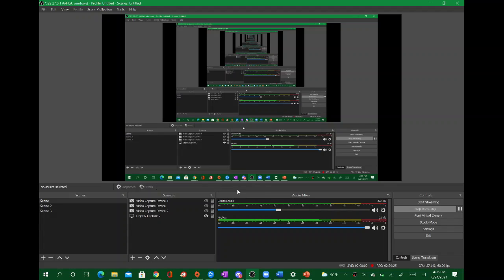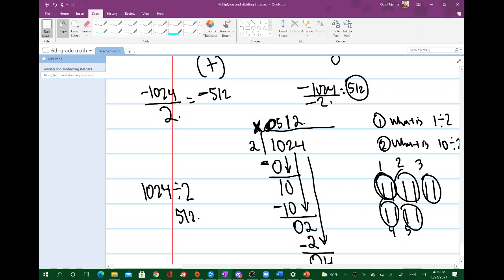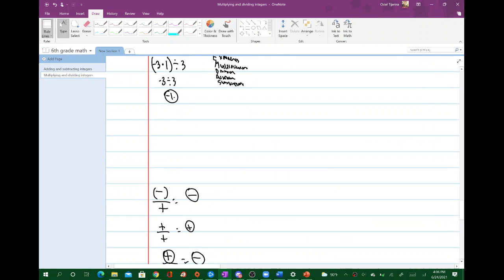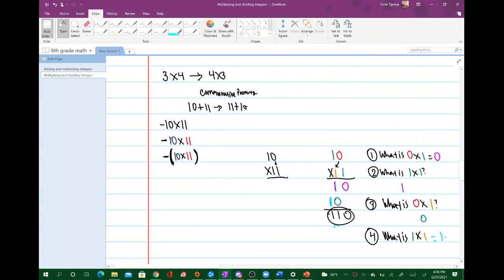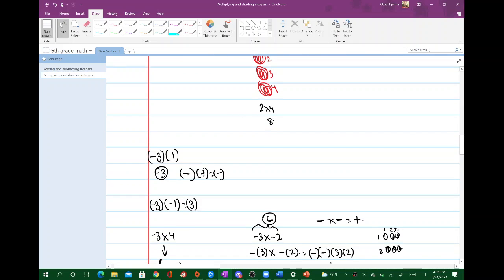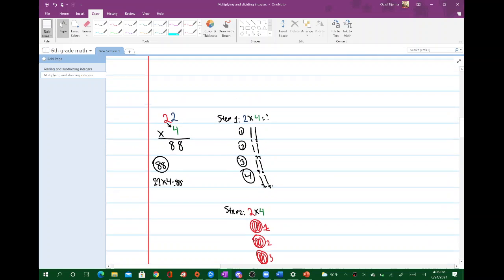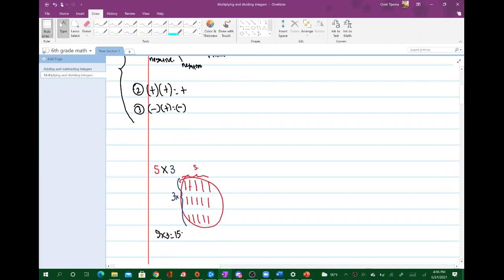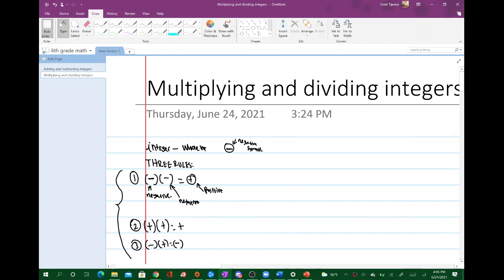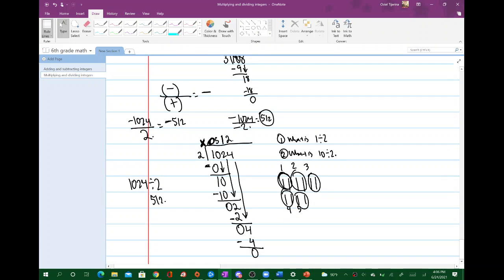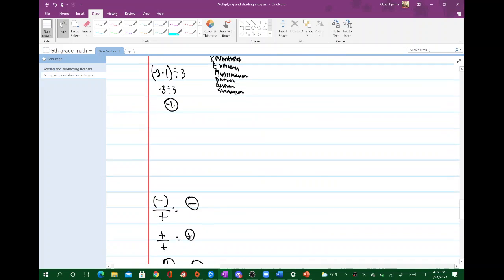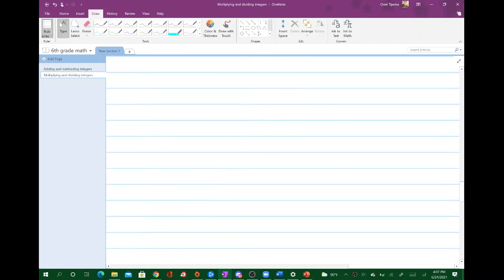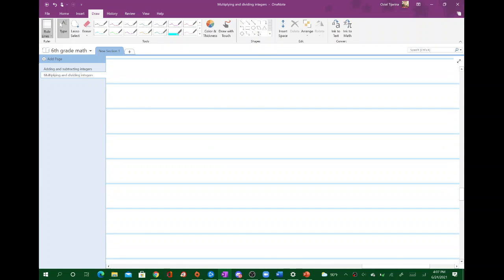If anybody's still wondering how to do this, or if you're confused with anything, please let me know. This is very simple arithmetic, and if we don't understand these rules, it's a problem. So let me just recap the rules, okay?